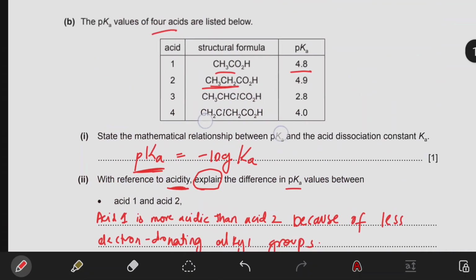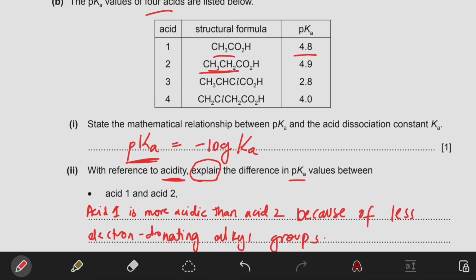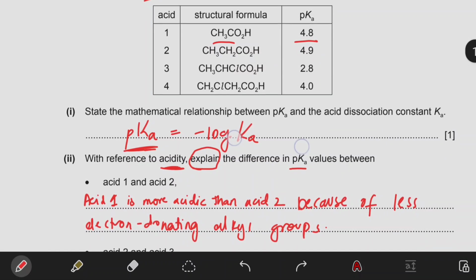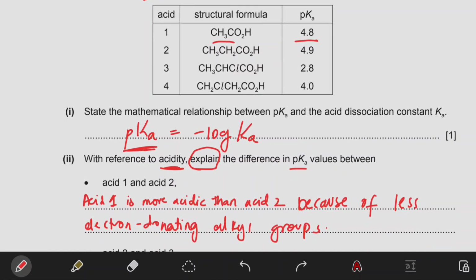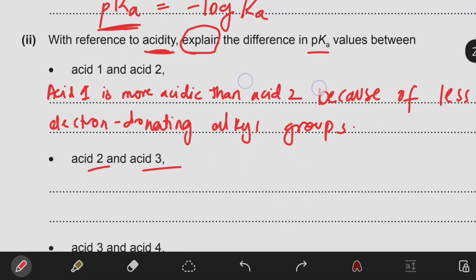Now acid 2 and acid 3. The difference between them is that acid 2 doesn't have chlorine and acid 3 has chlorine here. And let's look at the pKa value. The pKa value for acid 3 is lesser than acid 2, and as I told you, if the pKa value is lesser, then that means that Ka value is higher, and if the Ka value is higher, the acid is much more acidic than the other acid. So also, acid 3 is 2-chloropropanoic acid. If you write the name, that's good.